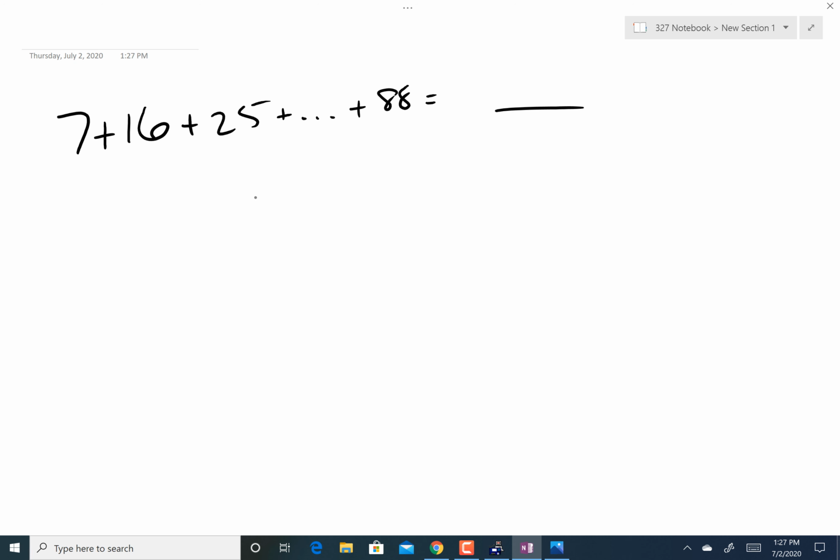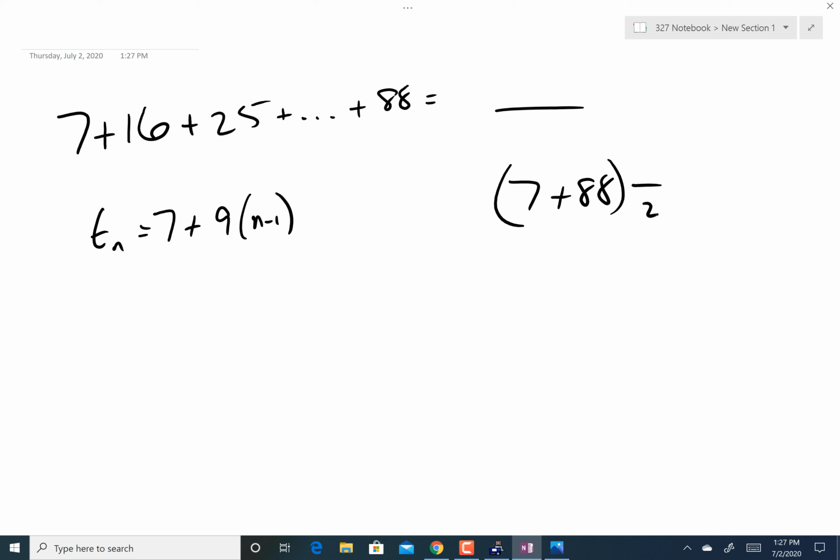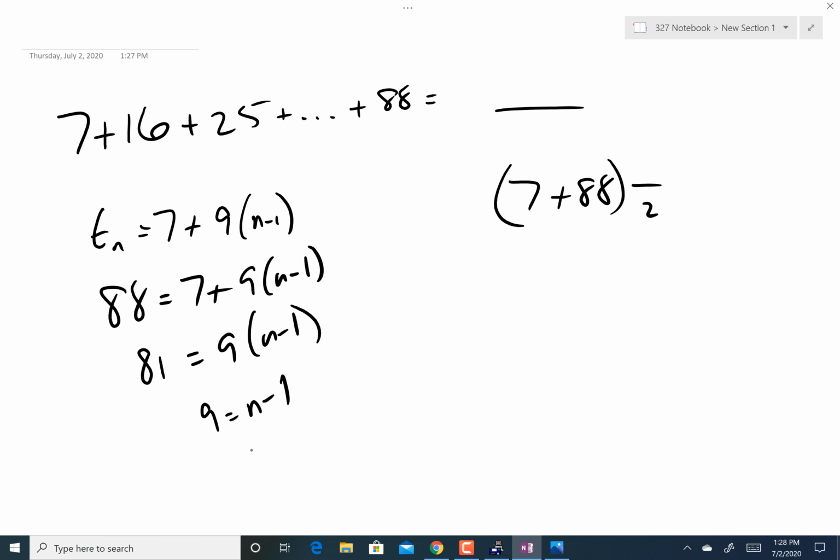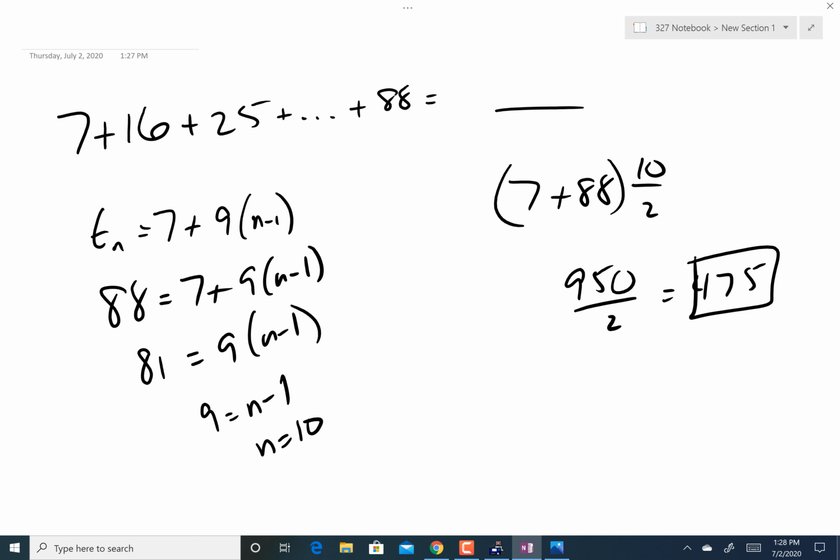If you're going to make a sequence for this, it'd be 7 plus 9 times n minus 1. That would tell you the nth term, yes? And that's going to be important. We're going to need that in a jiffy. But the sum is going to be 7 plus 88 times something over 2. The something is how many n's you have. So 88 is equal to 7 plus 9 times n minus 1. 81 is equal to 9 times n minus 1. That means 9 is equal to n minus 1, so n is equal to 10. So this is 95. Well, it's actually 950 divided by 2, which is 475, I think. Okay? Done.